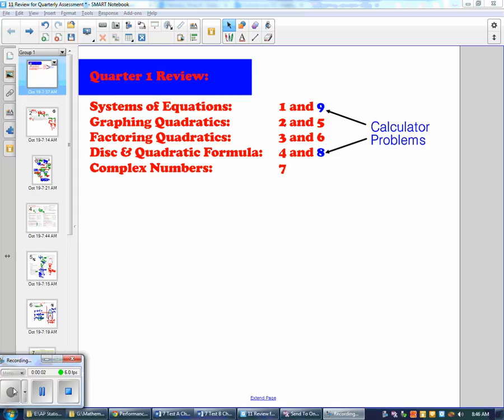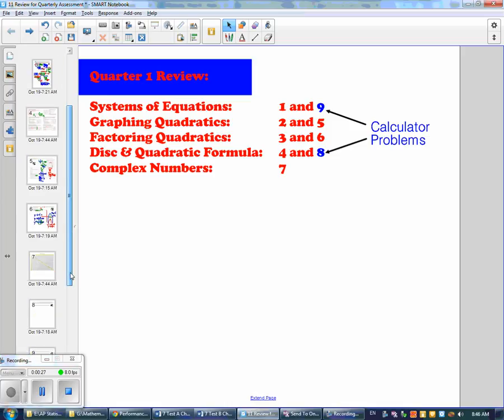Welcome back, everybody. We are now going to work on section 3 of our review guide. And this deals with factoring quadratics and using the factors of quadratics to solve quadratic equations. Some of the problems in this section can be done using other methods, but we're going to focus on factoring. All right, and so that's going to bring us to problems 3 and 6 from the review guide. And again, these are non-calculator problems.